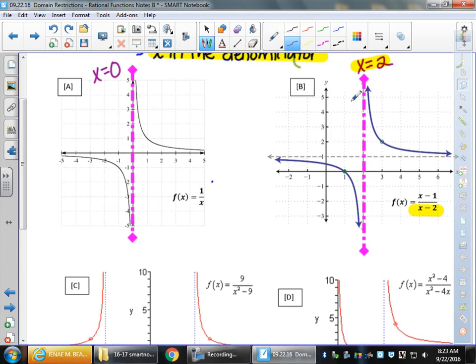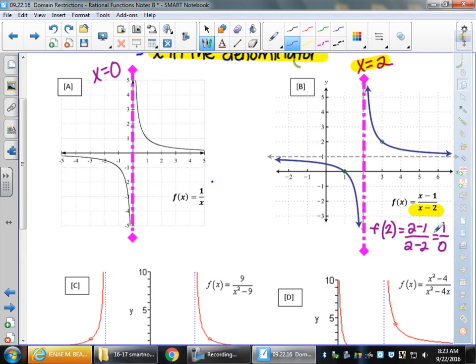Let's try f of 2. What would I have in the numerator? Careful, numerator. 2 minus 1, and then the denominator, what would I have? What is this equal? Let's start with the numerator. 1 divided by 0. Oh no. Can I do that?